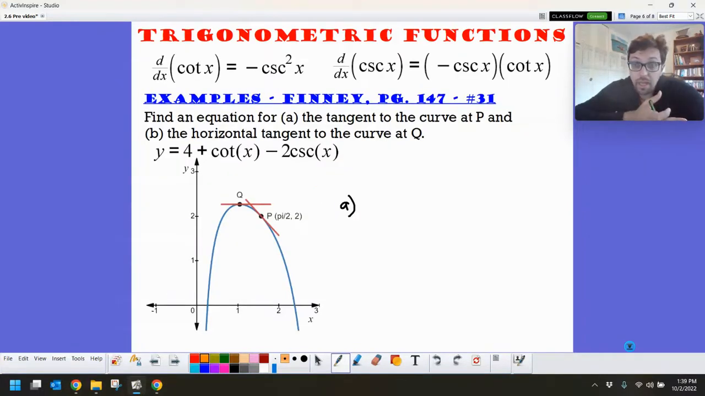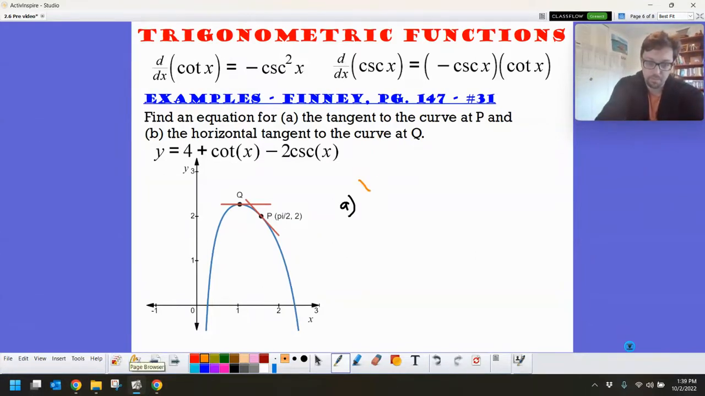In this example, I am looking for the equation for the tangent line of the curve at P. And they're kind enough to give me a point already. It's pi over 2, 2. But I do need to figure out what my slope is. And the slope of the tangent line is always our derivative. So we need to find the derivative of y.